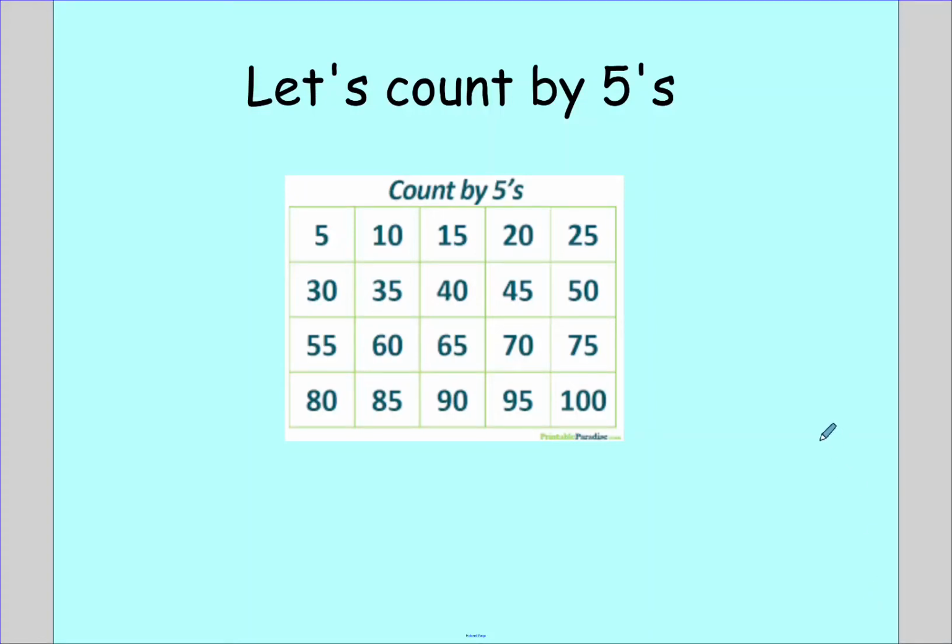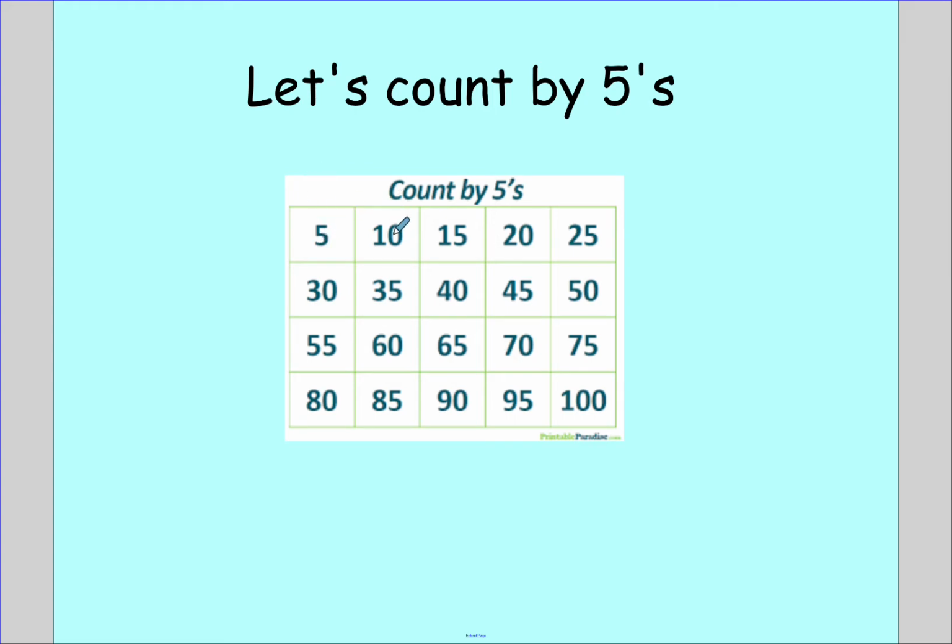Good morning. Today for math, we will be counting by fives. This type of math is called skip counting. So there are going to be numbers in the middle, but we're going to skip those. We're only going to be thinking about the ones that are multiples of 5. So let's practice some skip counting.